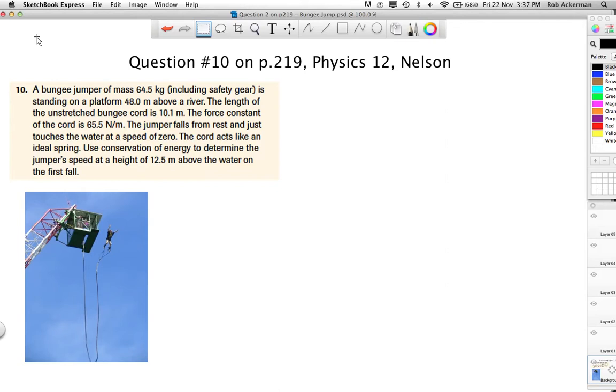I'd like to address one of the questions in section 4.5 of the textbook, Physics 12 by Nelson. The question deals with elastic potential energy as well as gravitational potential energy and even kinetic energy. So it's a fairly involved question. It involves bungee jumping, and it's a great question. I really like doing it.